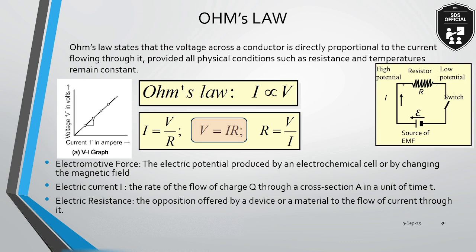So this is a brief overview of Ohm's law. You already know what Ohm's law is. So here voltage is directly proportional to current under normal temperatures and conditions. Okay, and the final expression we get is V is equal to I R. And you already know what the abbreviations for V, I, and R are.